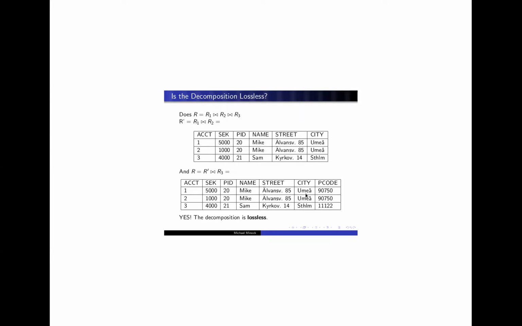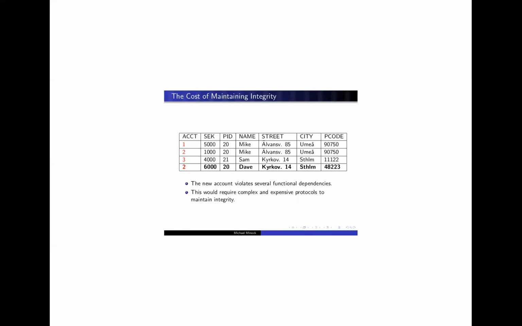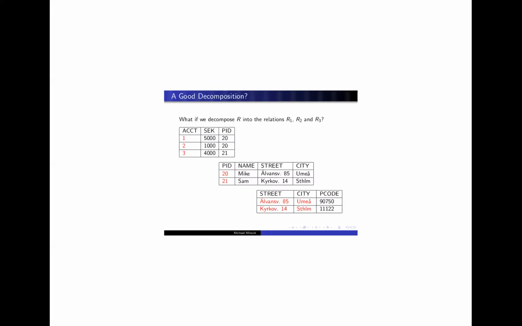So what we have here is that this decomposition is indeed lossless. So we're not losing any information in this decomposition. And there's actually a theory that guides why this decomposition does not lose information. But that's one of the critical things, of course. If you're going to decompose a universal relation into some subrelations, then they always have to be what's called lossless. So it makes no sense otherwise.